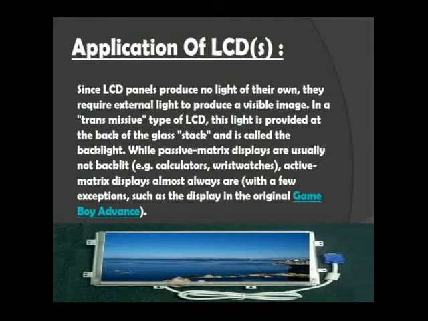Application of LCDs. Since LCD panels produce no light of their own, they require external light to produce a visible image. In a transmissive type of LCD, this light is provided at the back of the glass stack and is called the backlight. While passive matrix displays are usually not backlit, active matrix displays almost always are, with a few exceptions such as the display of the original Game Boy Advance.